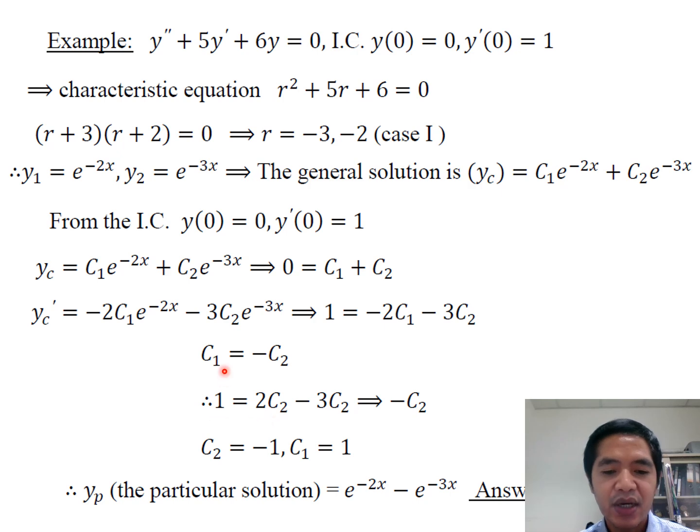Okay, so then 1 equals 2C2 minus 3C2, which means it equals minus C2. So then C2 equals minus 1, and then C1 equals 1. The particular solution yp here, you substitute C1 and C2, and then you get the final answer, which is e to the minus 2x minus e to the minus 3x, and this is the final answer.